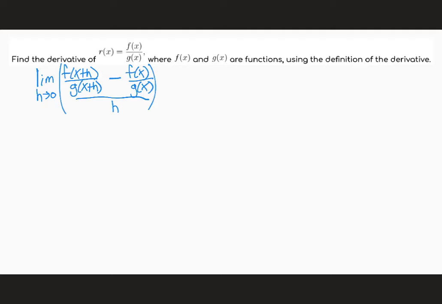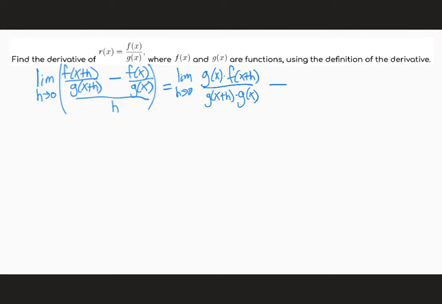Let's see if we can maybe combine some fractions up top, and that might make this a little bit nicer to look at. So the limit as h approaches 0, I'm going to multiply the left by the right bottom. So we got g of x times f of x plus h, and that's over g of x plus h times g of x.